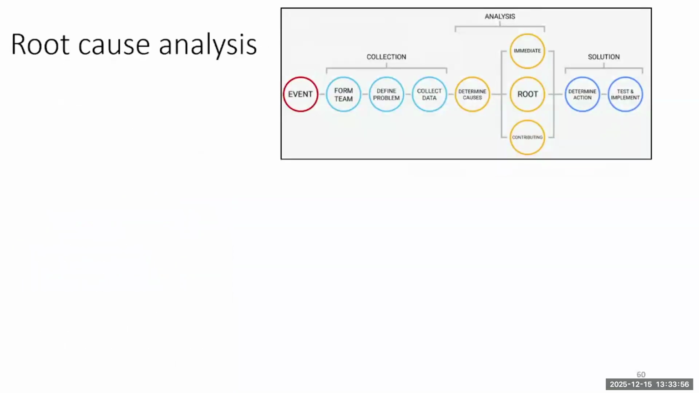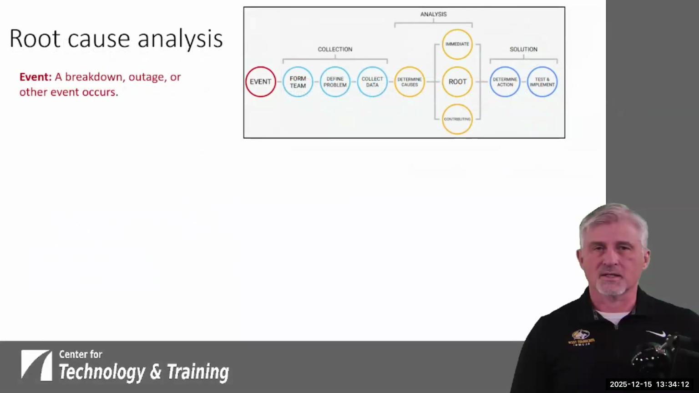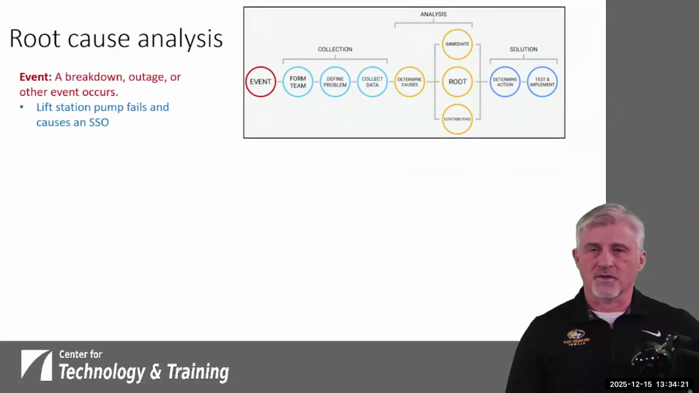Now, this is another way to look at some of these failures. The root cause analysis is a systematic problem-solving method to find the fundamental reasons for issues, not just the symptoms, to prevent reoccurrence of those things. So in a root cause analysis, we have an event, which could be a breakdown, an outage, or something else. In this instance, we're going to say that that event is a lift station pump fails and it causes a sanitary sewer overflow.